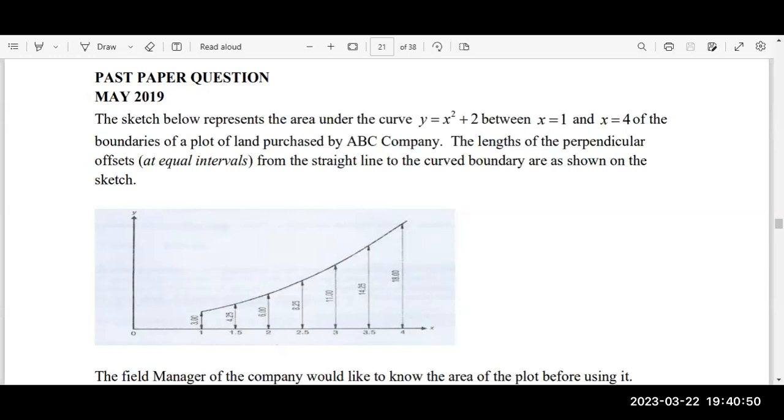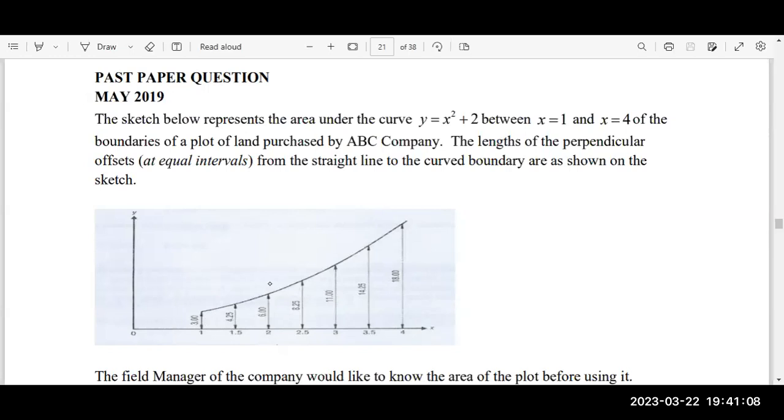Yes, sir. The number of trapezoids will be 1 less than the number of ordinates. Right, so we have 6 trapezoids, that means we have 7. But I don't know what this 3 and 4.25 and 6 are. I don't have a clue what this is talking about.